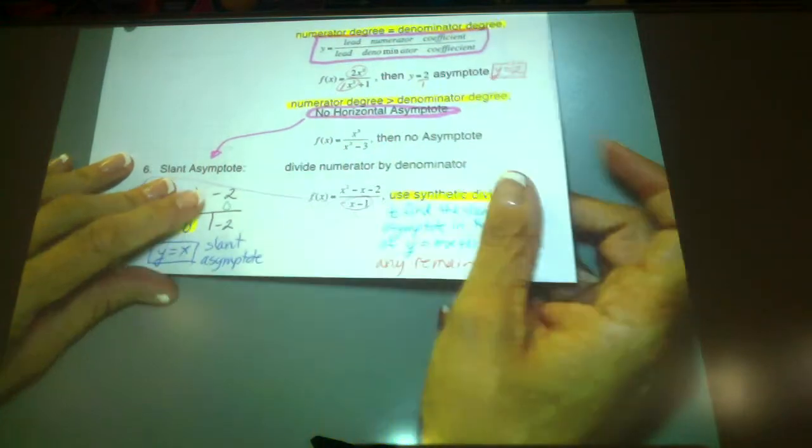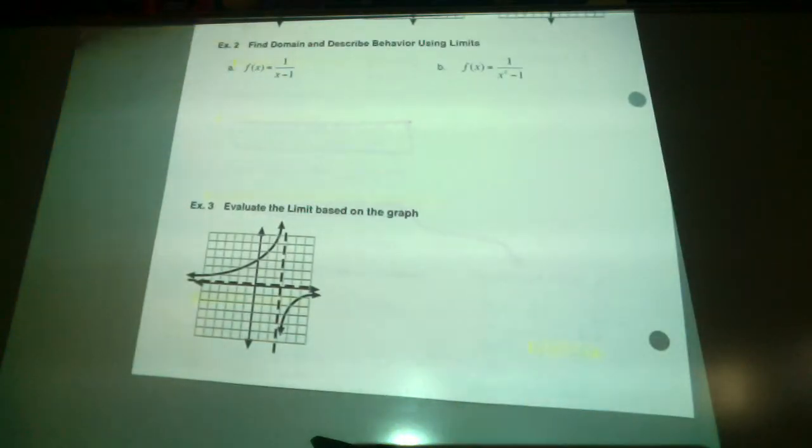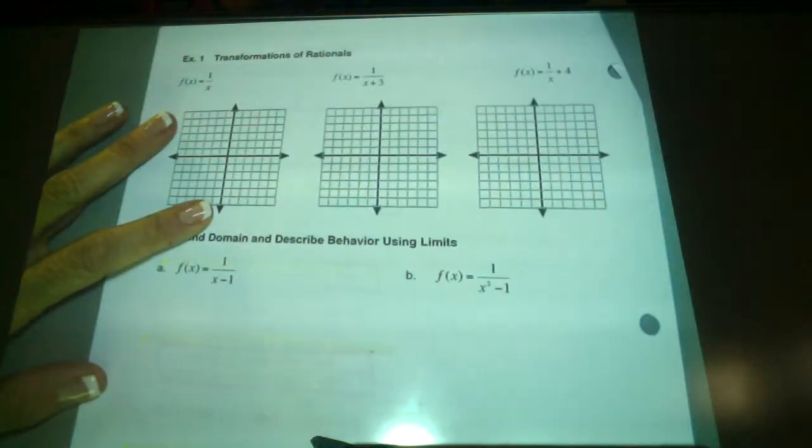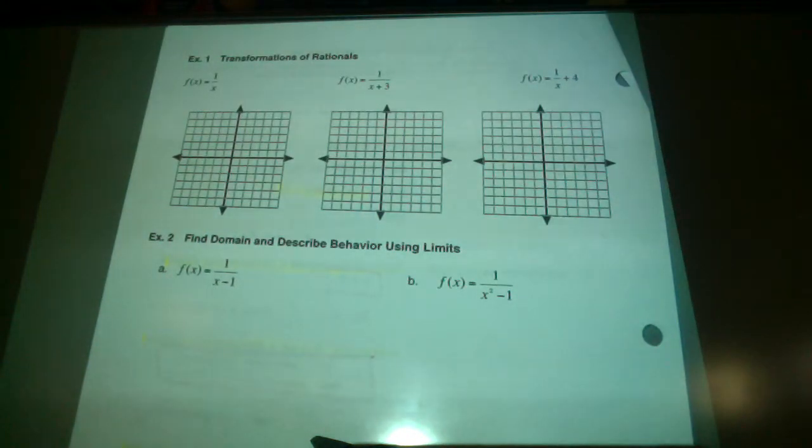Or 2 or 3 or 50. All right, so let's look at one of our basic functions. The 12 basic functions that we had before was 1 over x. We're going to look at transformations of rational functions. So let's go ahead and graph this basic function.